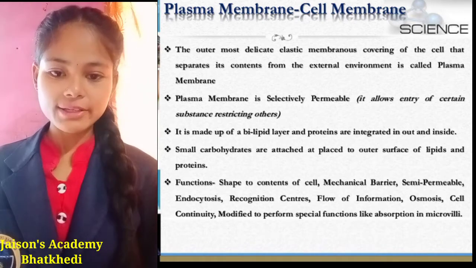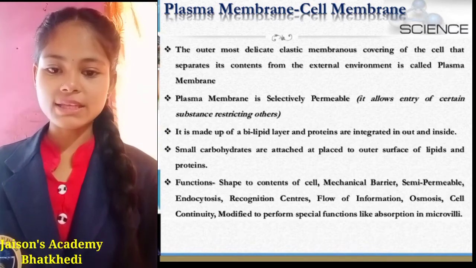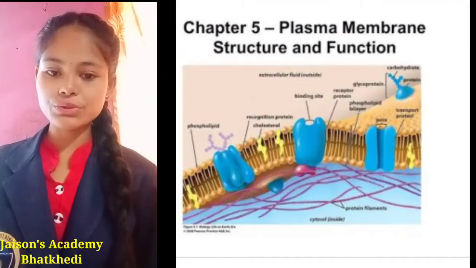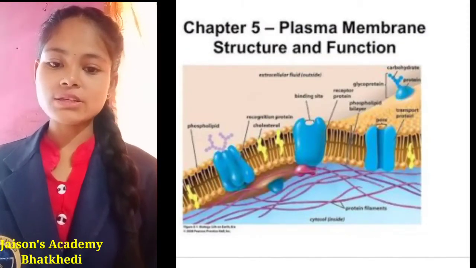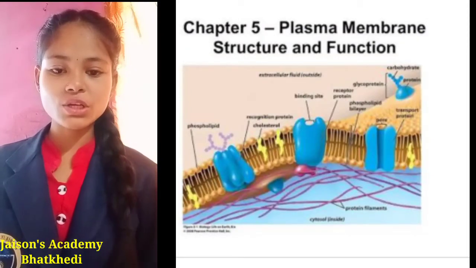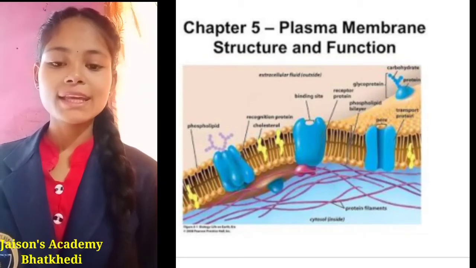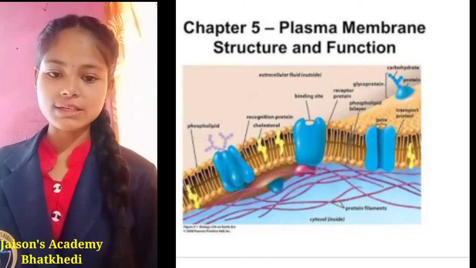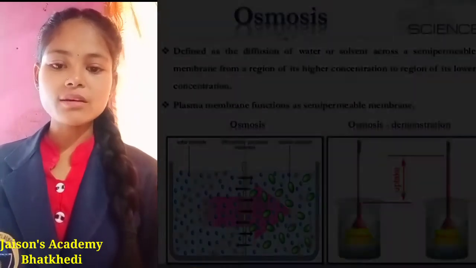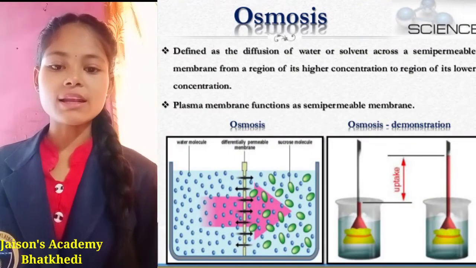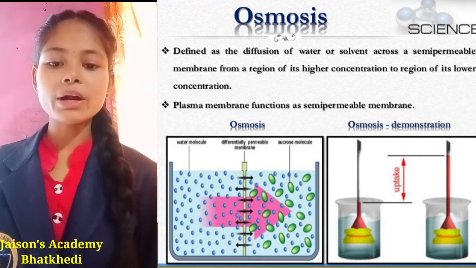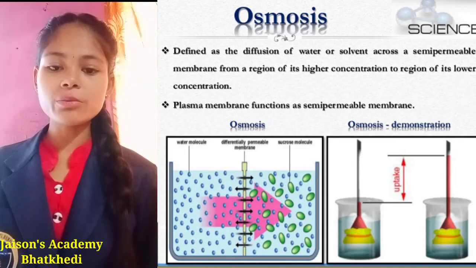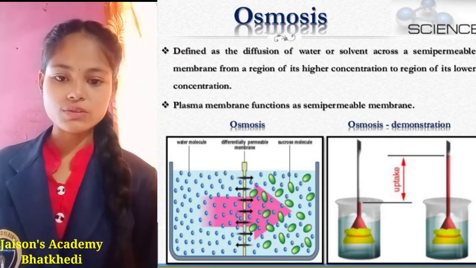Whatever carbon dioxide gas is present inside the cell is removed from the cell through the process called diffusion, and whatever oxygen gas is required for the cell is also exchanged through the process of diffusion. Here diffusion means the intermixing of particles that we have already studied. In the same manner, the water required for the cell is also exchanged, but the process of exchange of water through the selectively permeable membrane is called osmosis.